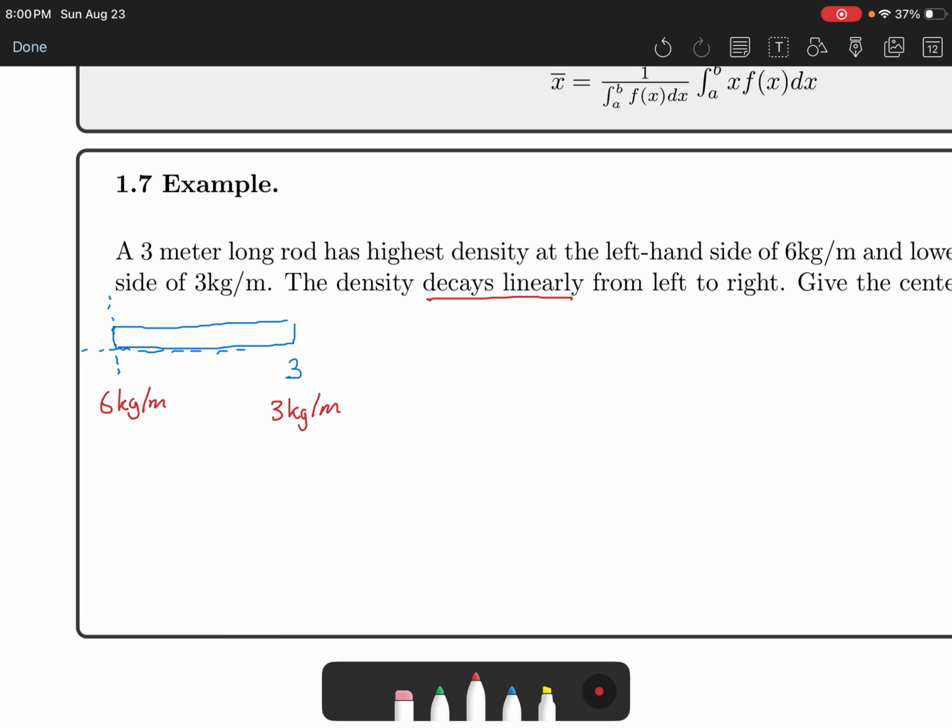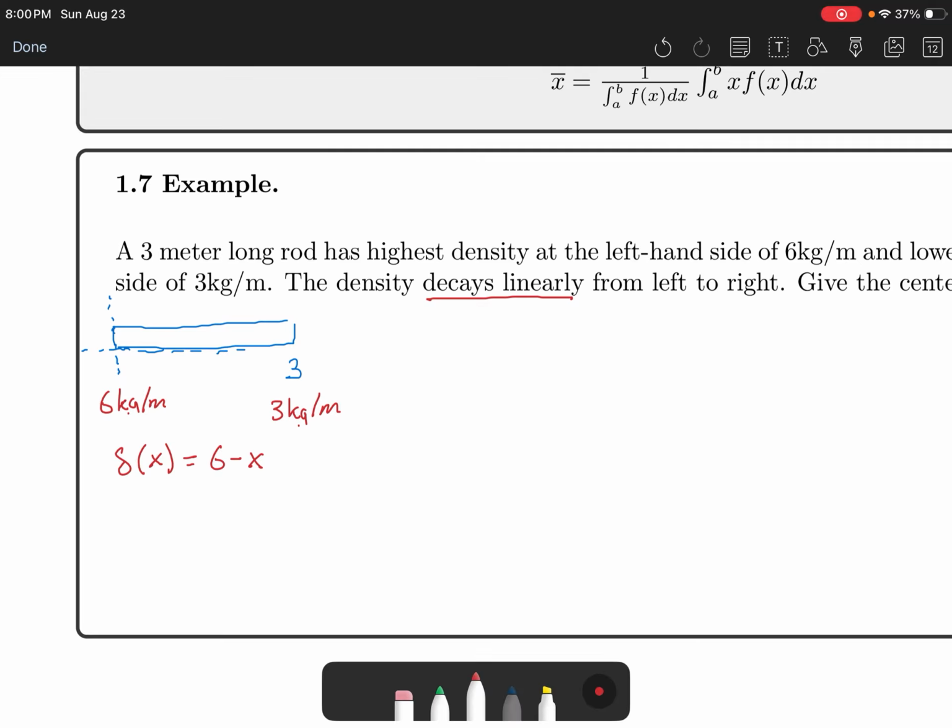So here we actually have to come up with the density function, and after some thinking about it, the density function should be 6 minus x. You can think of that as if x is equal to 0, you're over here on the left, and you get 6 minus 0 is 6, and if you're on the right-hand side, x is equal to 3, and 6 minus 3 is 3, and that's your density over there. So that is our linearly decaying density straight line function.